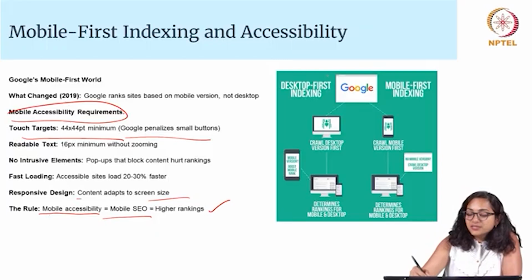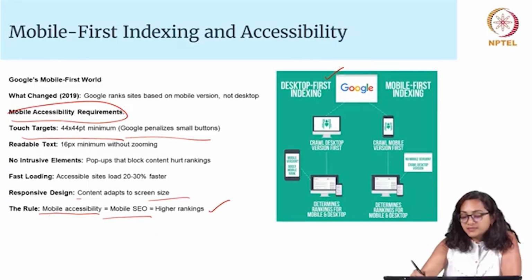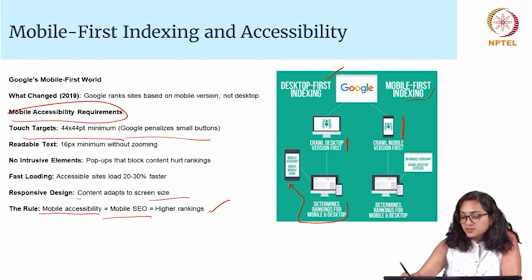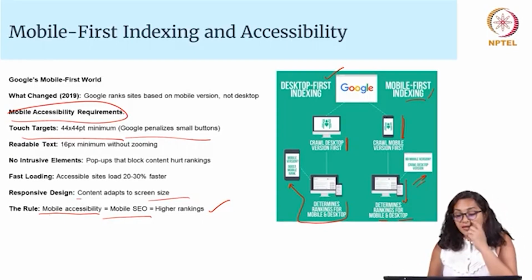So initially it was desktop first indexing, so Google would crawl the desktop version first and determine the ranking for mobile and desktop. But now with mobile first indexing, they crawl the mobile version first and determine the ranking for mobile and desktop. No mobile version, crawl desktop version. So, if there is no mobile version, then it is a problem.